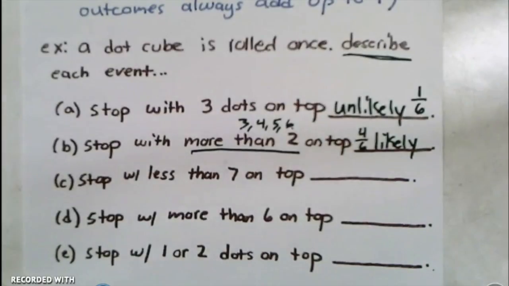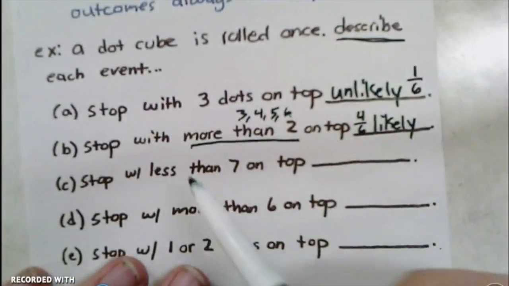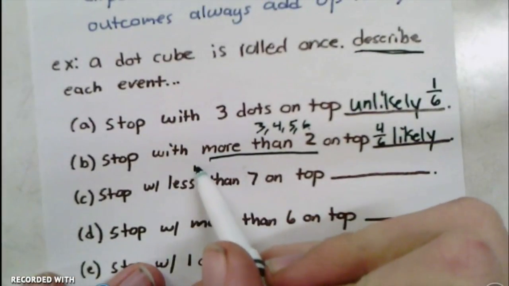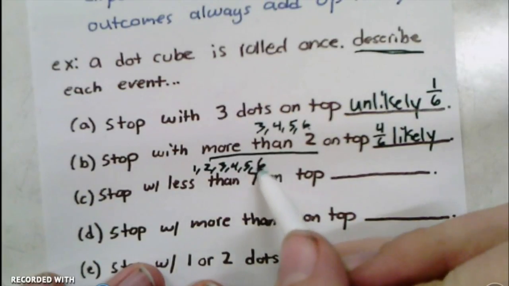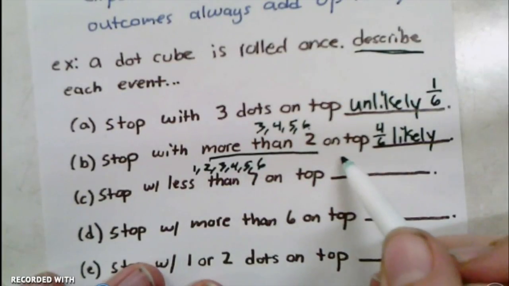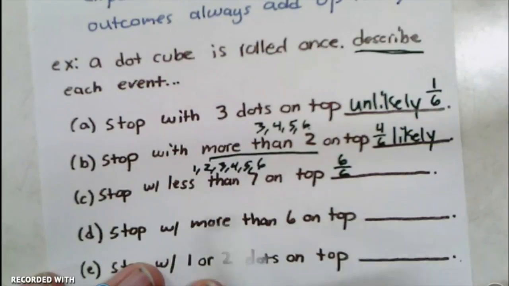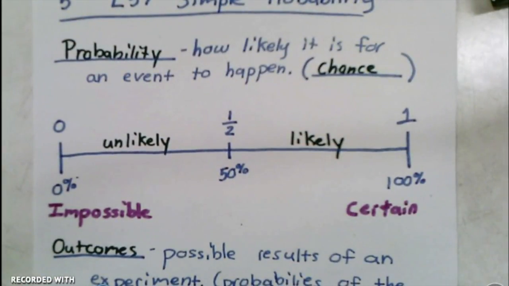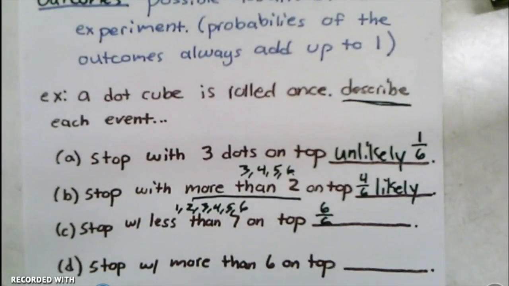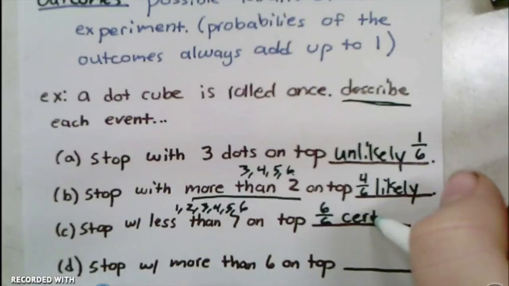What about the probability of it stopping with less than a 7 on top? Well, less than a 7 would be outcome if it got a 1 or 2 dots or 3 dots or 4 dots or 5 dots or 6 dots. So out of the 6 total, there's 6 options where it will land with a number that has less than 7 dots on top. So what do we call it if every single one of the outcomes is favorable? Well, we call it certain, because 6 over 6 is the same thing as 1, which we learned yesterday. So we're going to say certain.